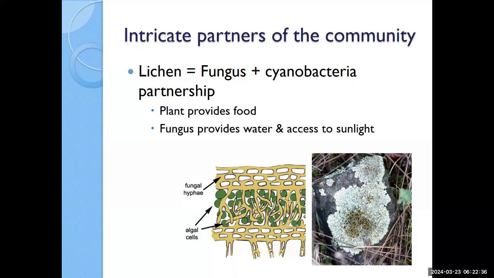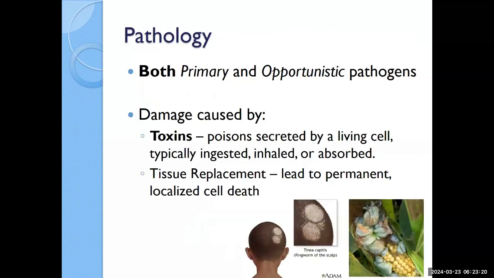This is a fungus plus cyanobacteria partnership. Again, the fungus provides water, but also scaffolds around the cyanobacteria to provide them increased access to sunlight, so they're not shaded out by grass and debris nearby. The cyanobacteria, which are also photosynthetic organisms, are able to help provide food to the fungus. Not all fungi are good, though.